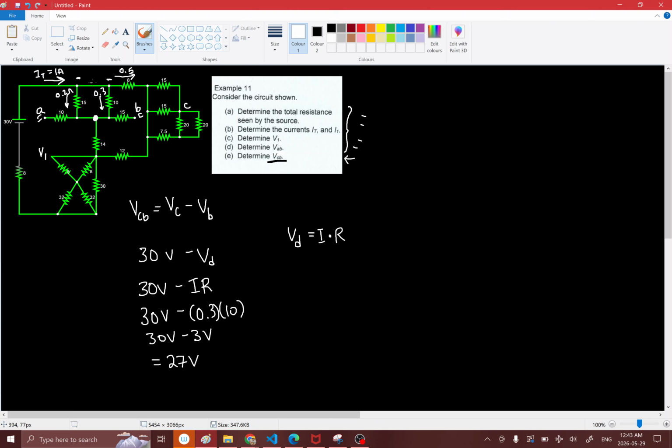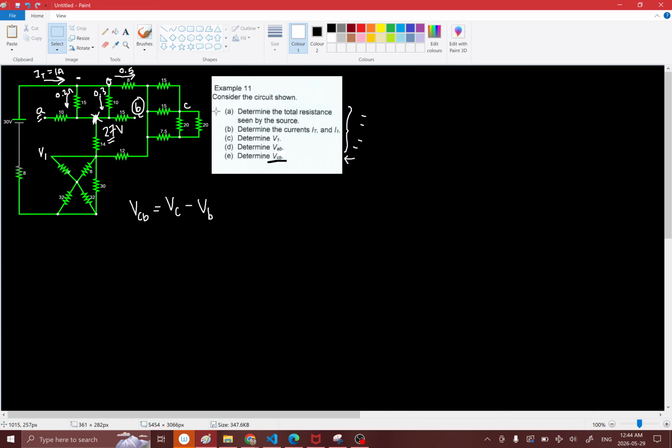So when we get to this point over here, the voltage is going to be 27 volts. We started off with 30 up here, and then it goes down and becomes 27 volts. It means that the voltage at this point over here, B, is 27 volts. So now we know that VB is equal to 27. Let's write that down. VB is equal to 27 volts.